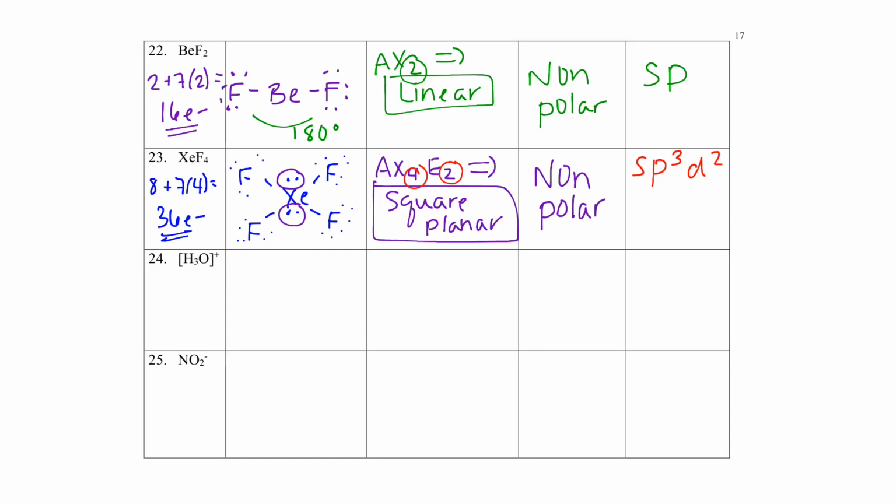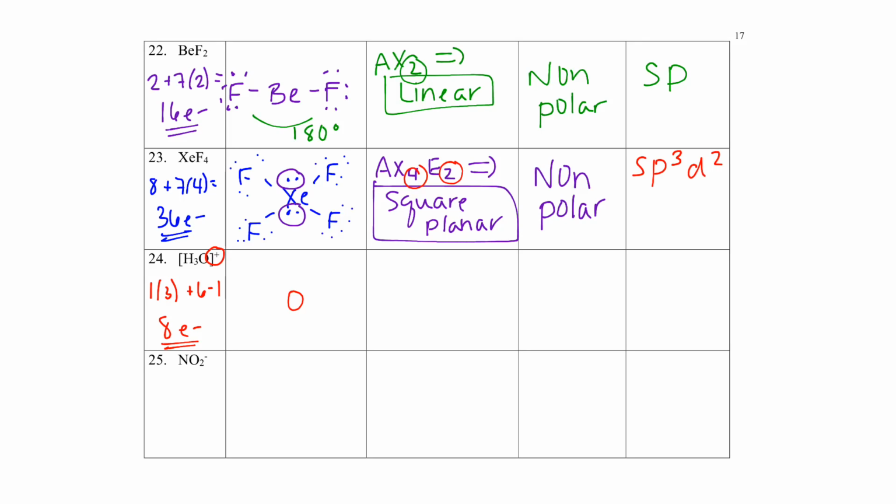We would get 1 from each of the hydrogens plus the 6. We also have this positive charge. Positive charges, remember, come about because you lost an electron, so we're actually going to be subtracting 1 from the total. So if you do 3 plus 6 minus 1, this gives you 8 electrons.